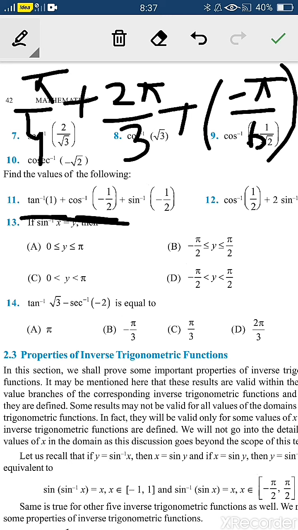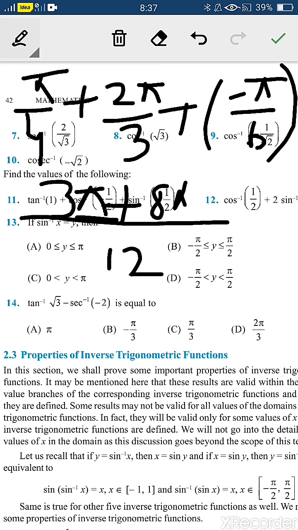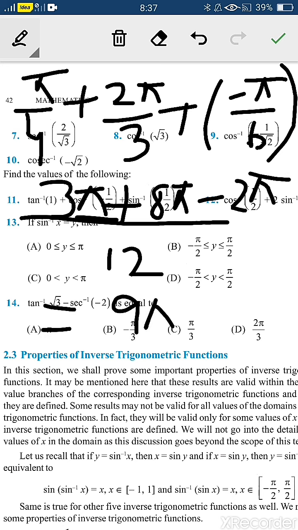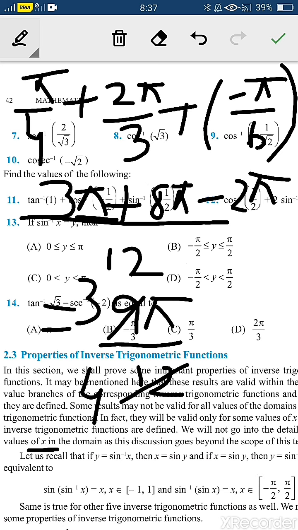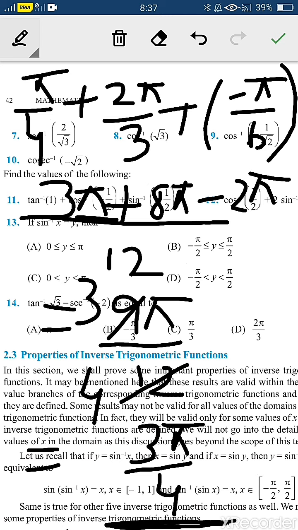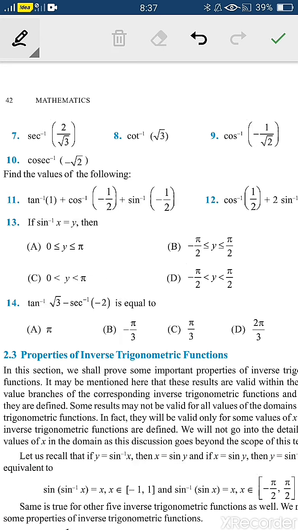When we add these, we will get the LCM as 12. So over 12, we get 3 pi plus 8 pi minus 2 pi, right? So we will get 9 pi by 12. After cancelling it with 3, we get 3 pi by 4. This is the value of question number 11, right? So we have done how to find the principal value. In the same way, we will find the principal values of the three functions, then add these three values. The same is question number 12.